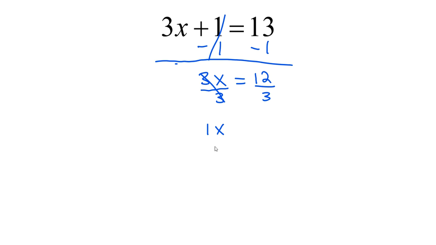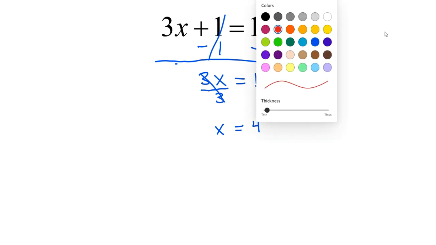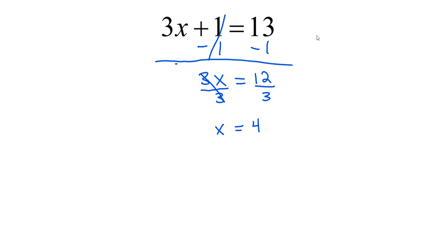So we have a 1x, but anytime we have a 1 in front of a variable, we don't usually write that 1. And then we have 12 divided by 3, which is 4. So, like I said earlier, we can always check our solution to see if it's correct. The way that we do that is we plug it back into the original equation. So I'm going to plug 4 in to my x in the original equation.